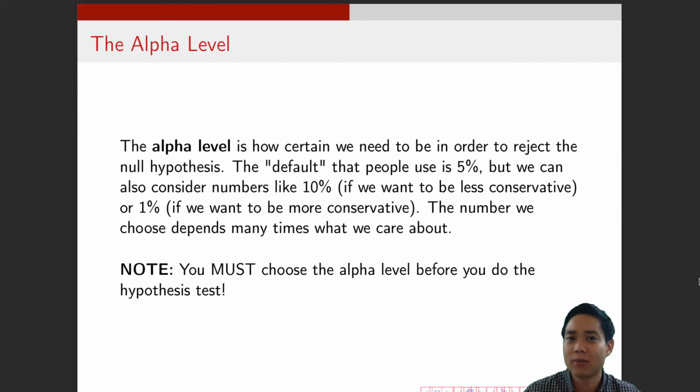So this is a very arbitrary number. The default that a lot of people use is 5%, 0.05. You don't have to use 0.05. There's nothing really special about that number. It just happens to be the default that people tend towards. The number we choose to set that level is about thinking: how unlikely does it have to be? Do we want to really be sure before we reject our null hypothesis? Or is it okay if we don't worry too much about incorrectly rejecting the null hypothesis?